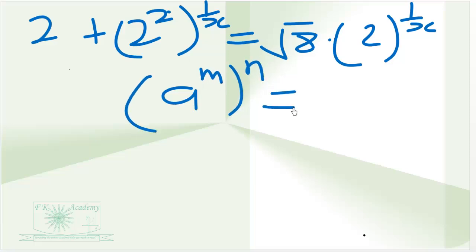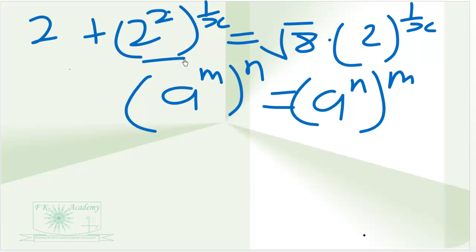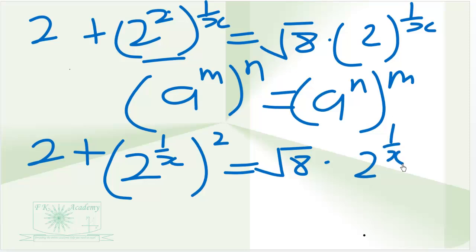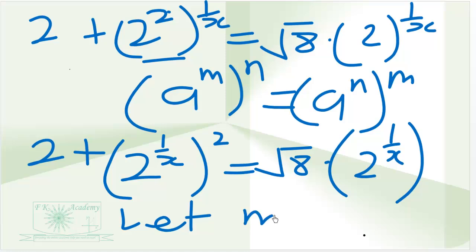So we can further rewrite this as, recall that when we have a exponent m exponent n, we can rewrite it as a exponent n exponent m. So this thing here becomes 2 plus 2 exponent 1 over x, exponent 2, is equal to square root of 8 times 2 exponent 1 over x. So this is what we are going to do next. We can substitute a variable. We let m be equal to 2 exponent 1 over x, so that we can reduce the equation here to a quadratic equation.